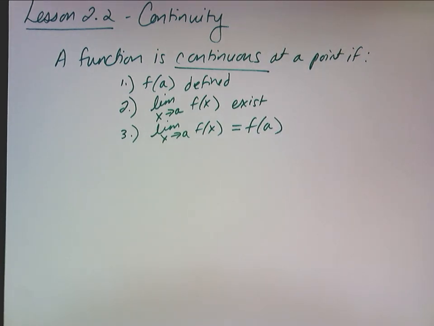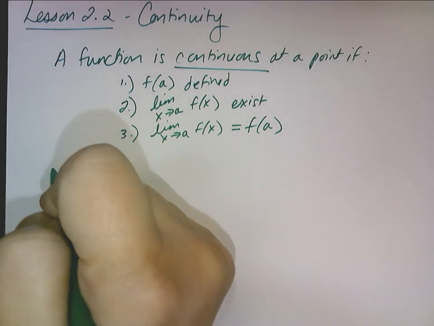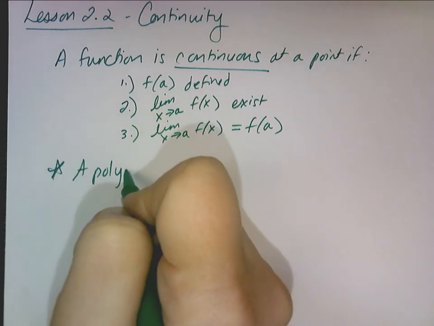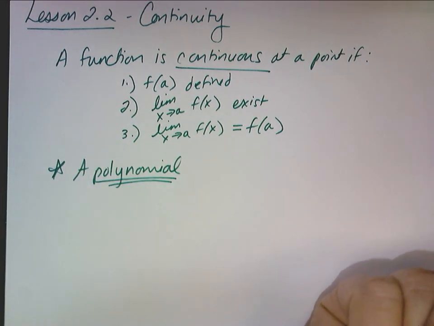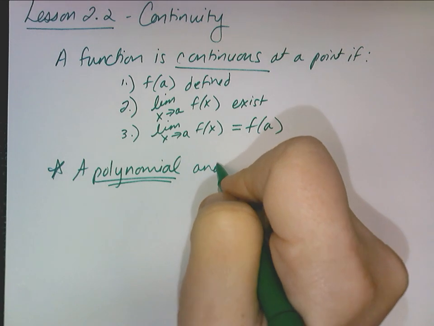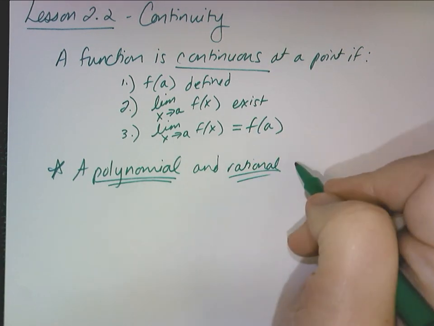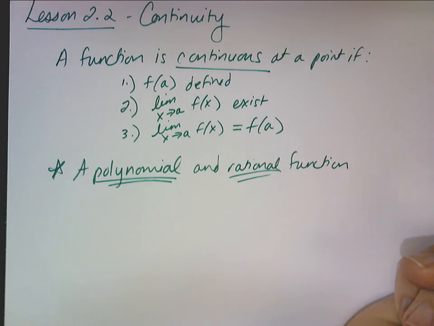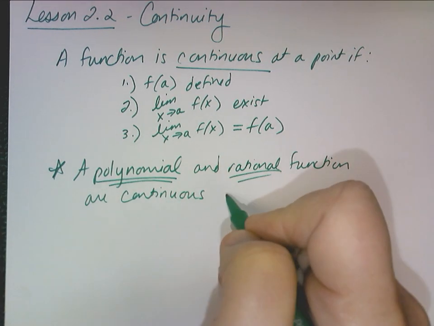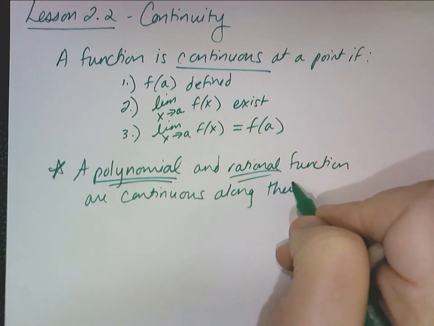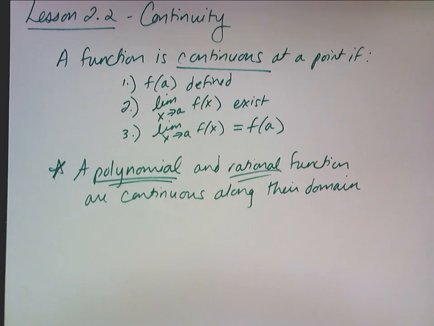These are the 3 points of a function to be continuous, and we're going to work through some of these problems in a minute. Something that you do need to realize, though, and put this in your notes: any polynomial, a polynomial like x cubed plus 5x squared minus 2x, okay? And rational function. What's a rational function? Anybody know? Rationals are fractions, ratios, okay? They are continuous along their domain.